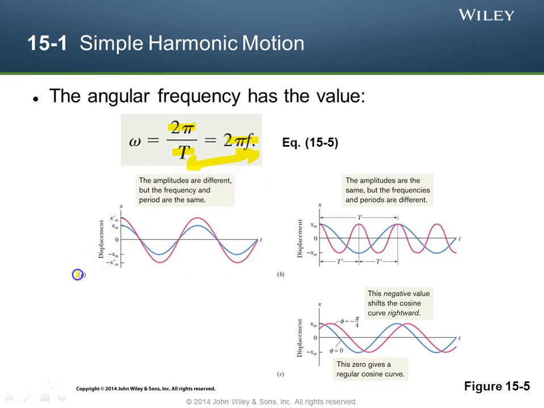I want you to take a look at these 3 examples down here and notice the differences. In A, we have the same angular frequency but different amplitudes of the 2 waves, whereas in B, we have the same amplitudes of these 2 waves, but their angular frequencies differ. And in C, we have the same amplitude and the same angular frequency, but we have a phase angle phi, where we're shifted by negative pi over 4. So the wave is shifted slightly, and we say that those waves are out of phase.